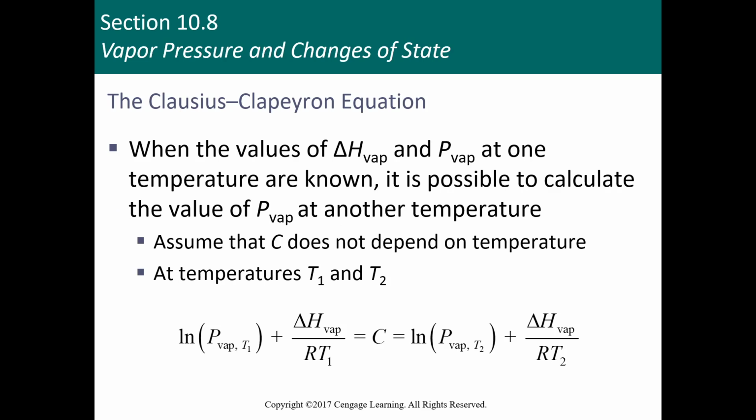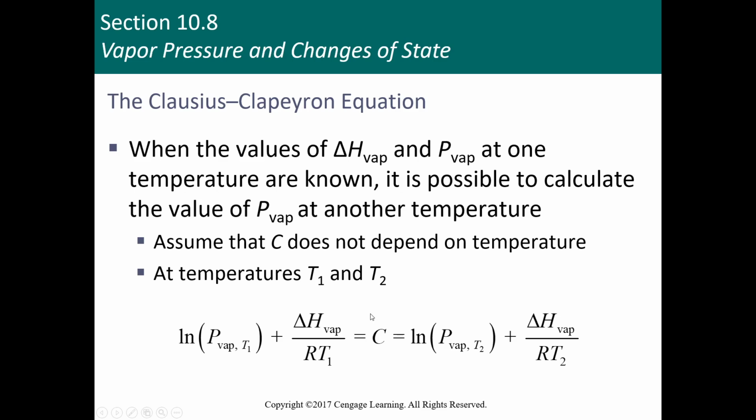All right, so that leads us into the Clausius-Clapeyron equation. So when the values of delta H vaporization and the pressure of vaporization at one temperature are known, it's possible to calculate the value of the pressure of vaporization at another temperature. Assume that C does not depend on temperature. We're assuming that this C value won't change depending on what temperature we're at.